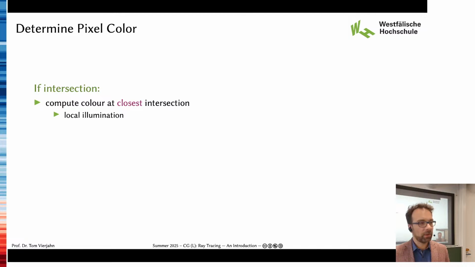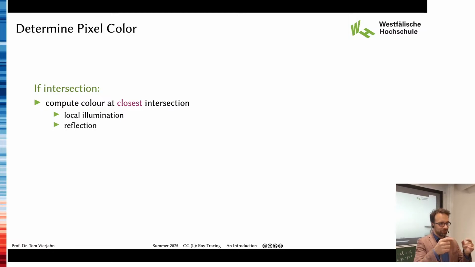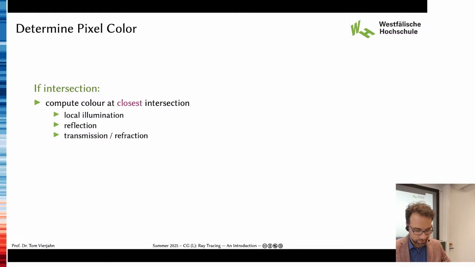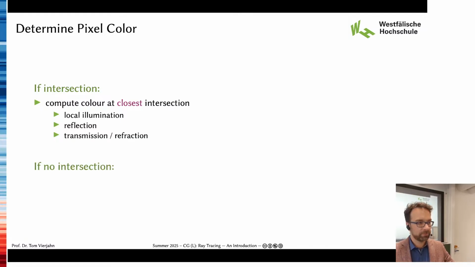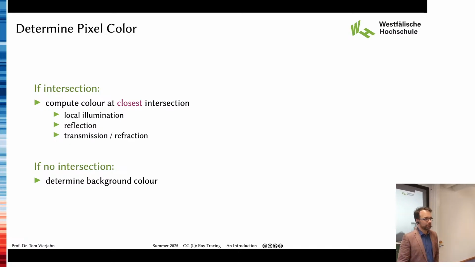That would give us just opaque, non-reflective surfaces. We could use reflection. We can reflect the ray, seeing different stuff. We can use transmission and or reflection, refraction, going through the object. But if there's no intersection, we just need to determine any background color, and this could just be the color that we have set as a constant for the scene. And this can really be any color. All right.